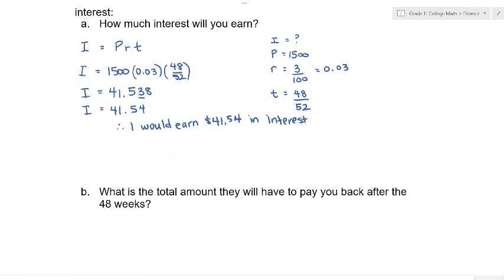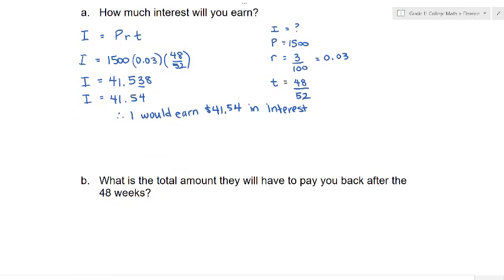All right. Part B says, what's the total amount that they will have to pay you back after the 48 weeks? Okay, so now what's the total amount? So that means that they need to pay me back the amount of money that I lent them, which was the $1,500, but they also have to give me the interest. So the total amount is equal to the principal plus the interest.